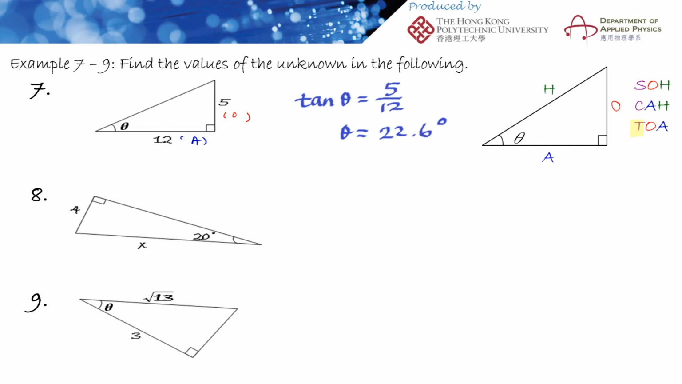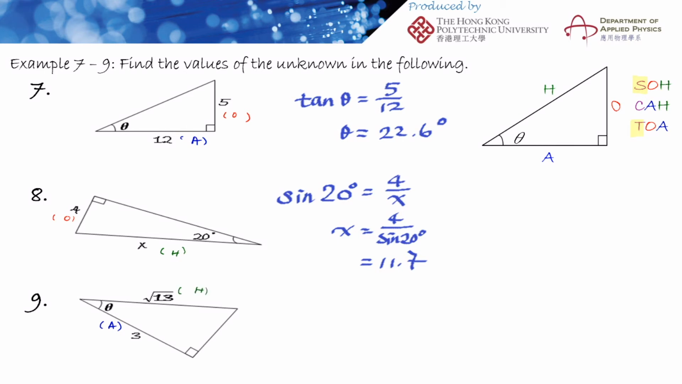In example 8, 4 is opposite to 20 degrees, I put O here. x is opposite to the right angle, I put H here. There are O and H. Therefore, S is used in this case. Sine 20 degrees is equal to 4 over x. In the last question, phi is between the theta and the right angle. I put A here. Root 13 is opposite to the right angle. I put H here. There are A and H. Therefore, C is used in the last question. Cosine theta is equal to phi over root 13.